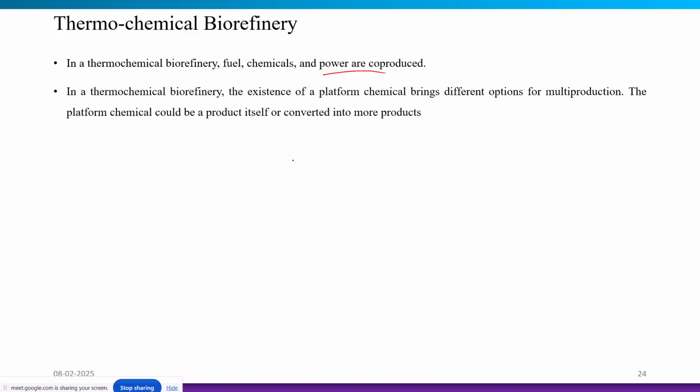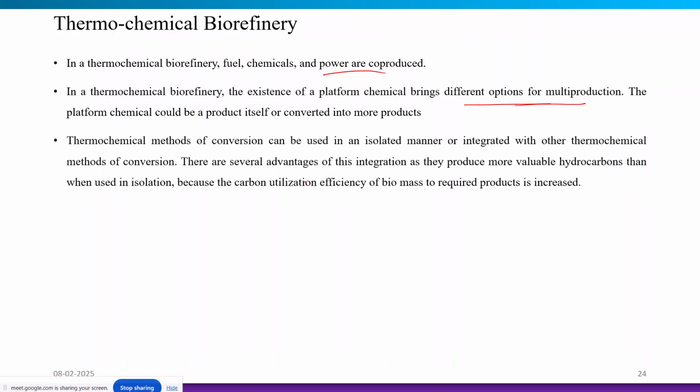So next one is the thermochemical biorefinery. So in a thermochemical biorefinery, the fuels, chemicals, and power are co-produced. Right? In a thermochemical biorefinery, the existing of a platform chemical brings different options for the multi-production of these products. The platform chemicals could be a product itself, or it can be converted into more products. That's why it is called platform chemicals. Thermochemical methods of conversion can be used in an isolated manner or integrated manner with other thermochemical methods of conversion.